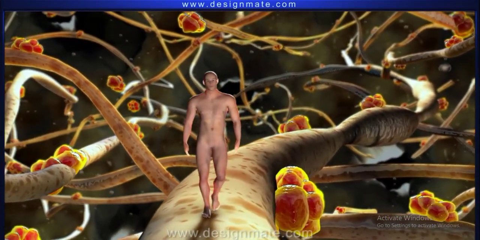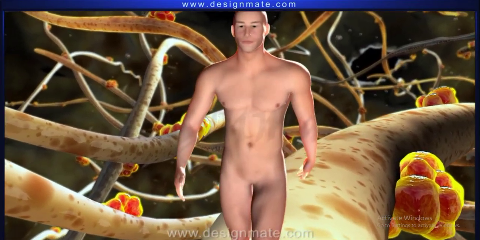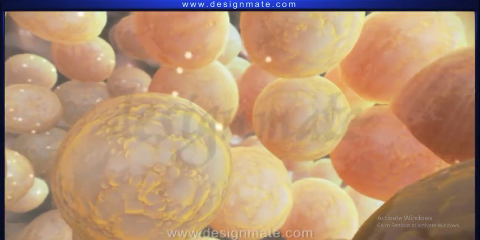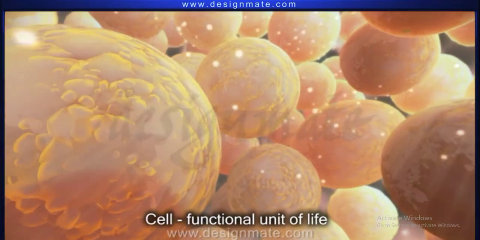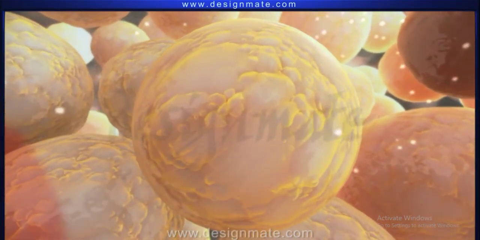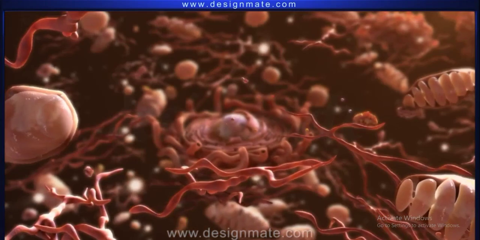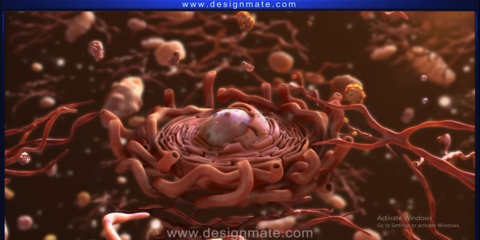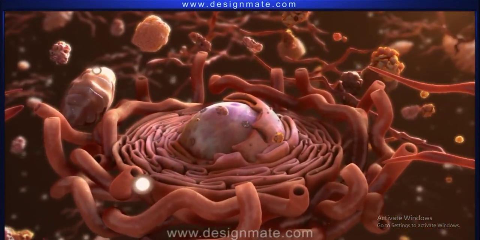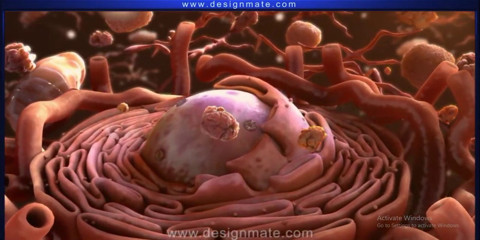A human body consists of numerous cells. These cells are considered as functional units of life. Each cell encloses a centrally located nucleus and cytoplasm. The cytoplasm has various organic molecules like enzymes suspended in it.